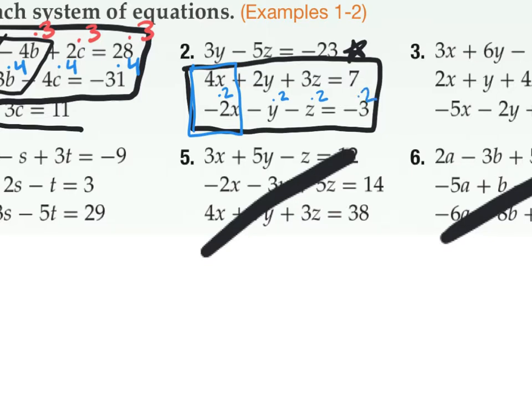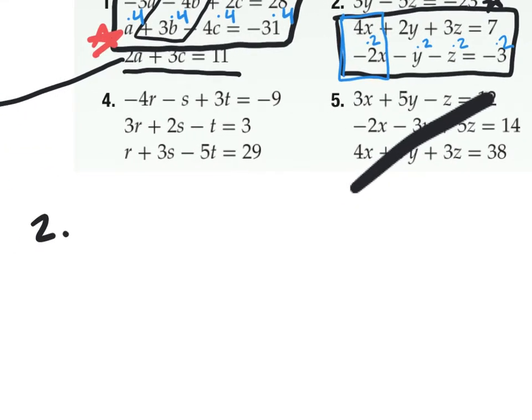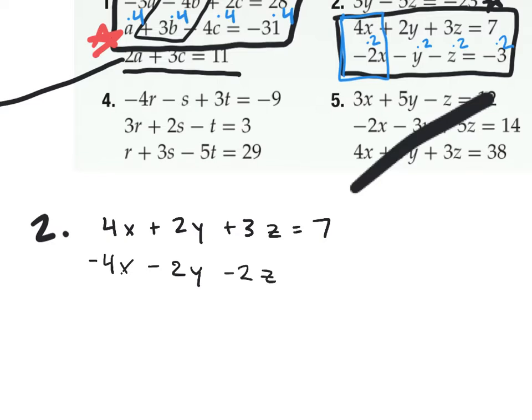So if we multiply the x by 2, we have to multiply everything by 2. So I'm going to rewrite our second equation, the one in the middle. So that is 4x plus 2y plus 3z is equal to 7. Now I need to multiply 2 times our third equation. So what's negative 2x times 2? Negative 4x. What is negative y times 2? Negative 2y. And negative z times 2? Negative 2z. And that's equal to negative 6.